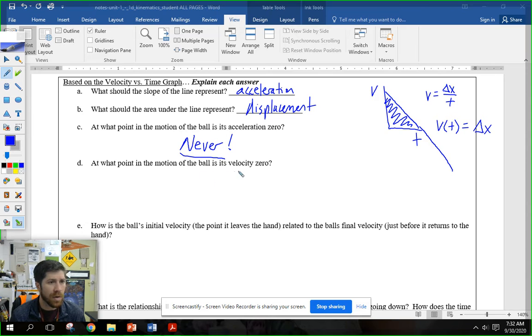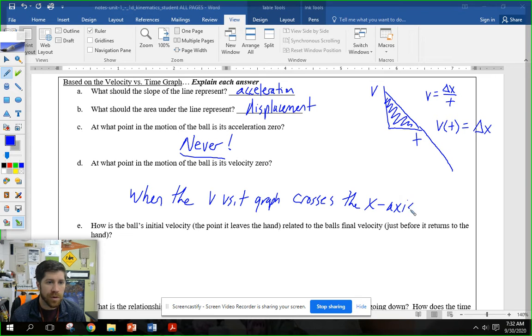And then at which point in the ball's motion is the velocity 0? That would be only once. That would be when the velocity versus time graph crosses the x-axis. So when the v versus t graph crosses the x-axis.